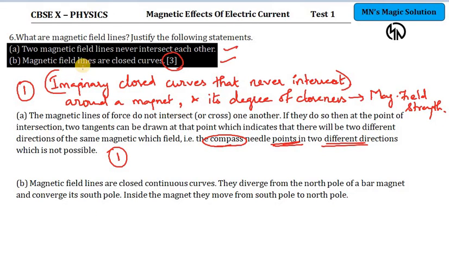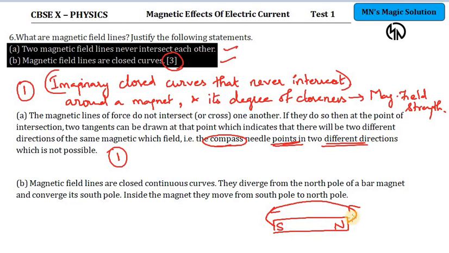And the last part, magnetic field lines are closed curves. What does closed curves mean? They start from the north pole and converge into the south pole, and inside the magnet it is from south towards north. So when you have a bar magnet, the magnetic field line goes out from the north and gets converged towards the south. So it has to be either north or south. So the question is, you have to justify that magnetic field lines are closed curves.